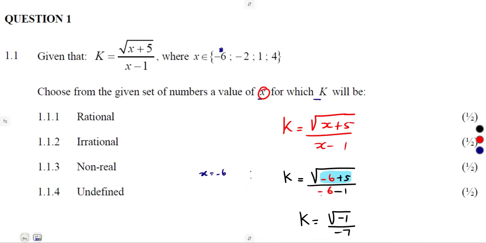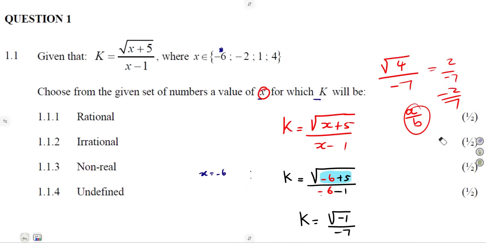So if we consider the square root of -1 in the numerator there, because guys, let's say there was maybe the square root of 4 over -7. If we obtain a whole number there, the square root of 4 is 2. So it's going to be 2 over -7, which is actually the same as -2 over 7. We are obtaining a fraction in the form a over b, where a and b are integers.